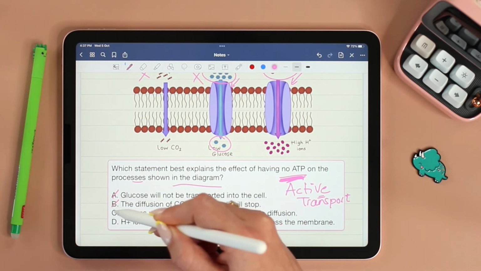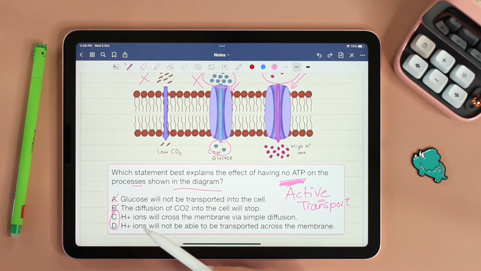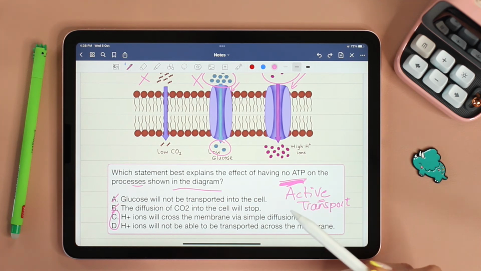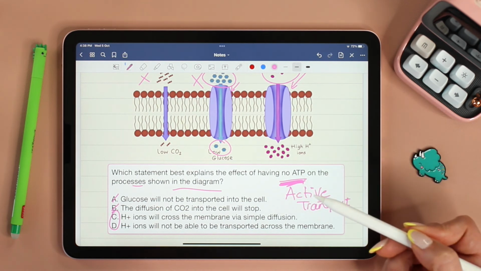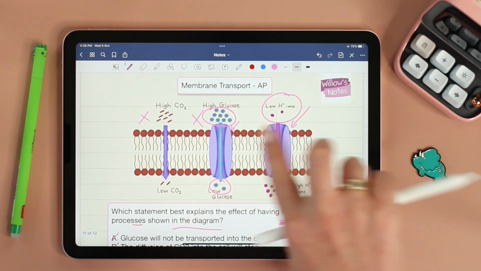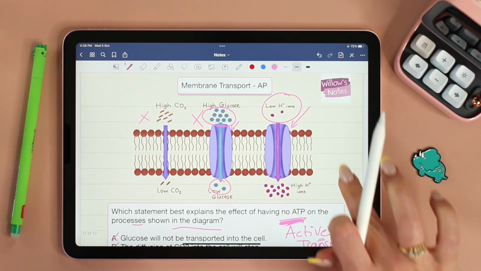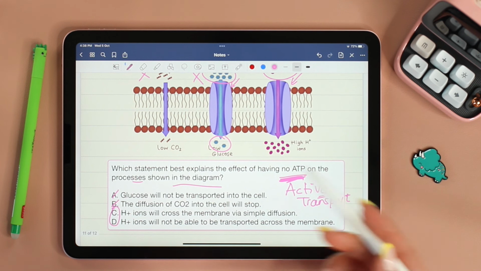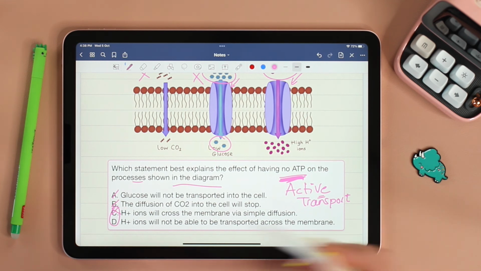The choices C and D both deal with hydrogen ions, but let's see which one is the answer. In C, we have hydrogen ions will cross the membrane via simple diffusion. So it's like tricking you into thinking, if there's no ATP, then maybe they can just cross through simple diffusion. No, because if the diagram is telling you that hydrogen ions need a pump to cross, they can never use simple diffusion. And that leaves us with choice D. Hydrogen ions will not be able to be transported across the membrane, and that's the correct answer.